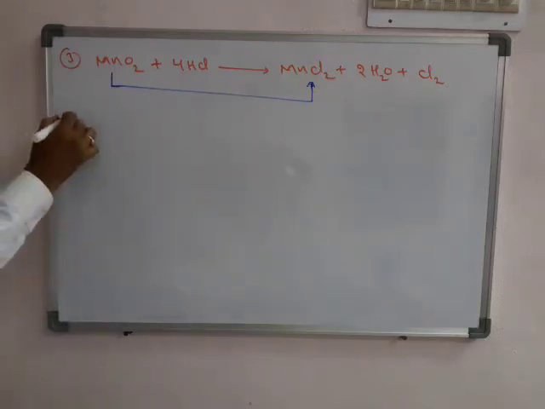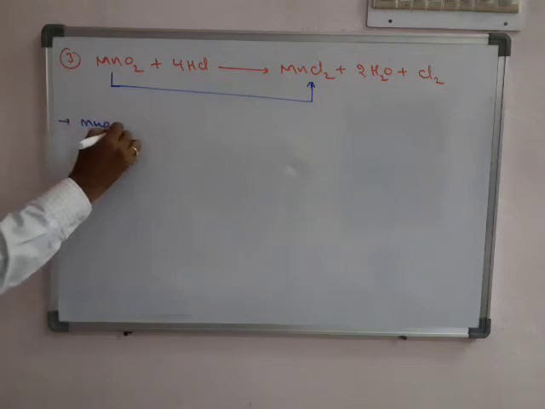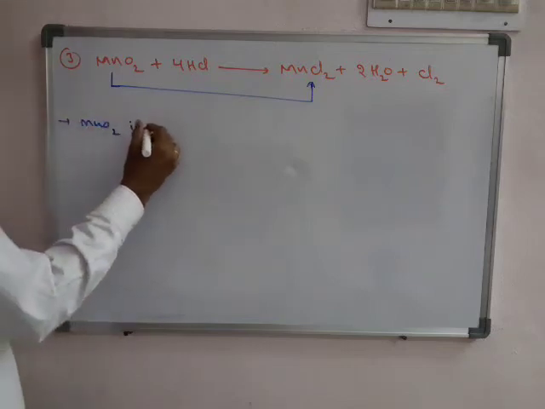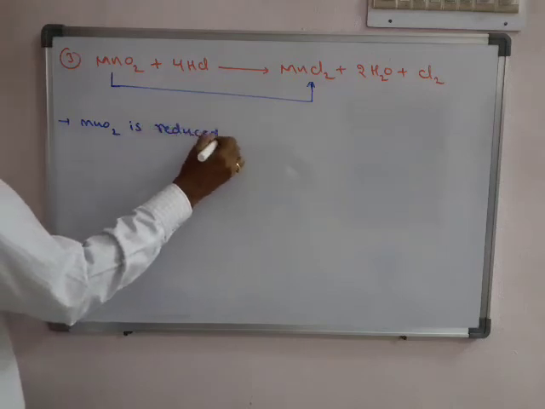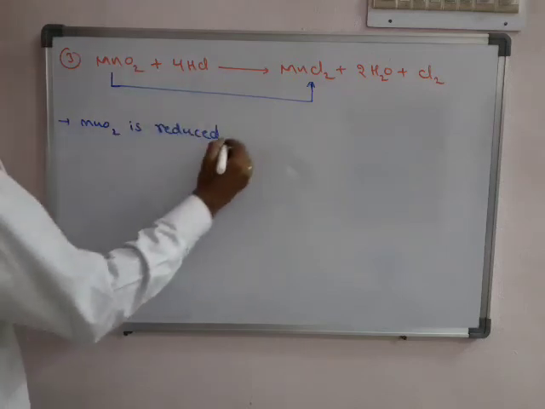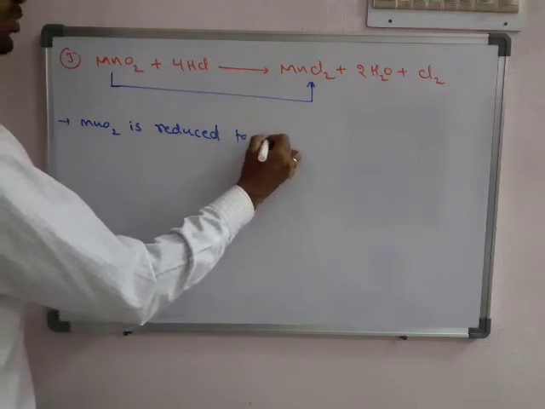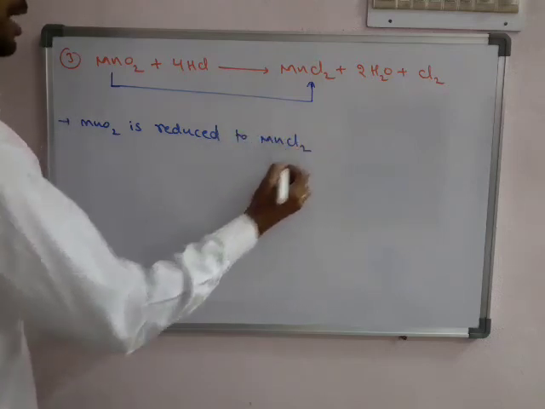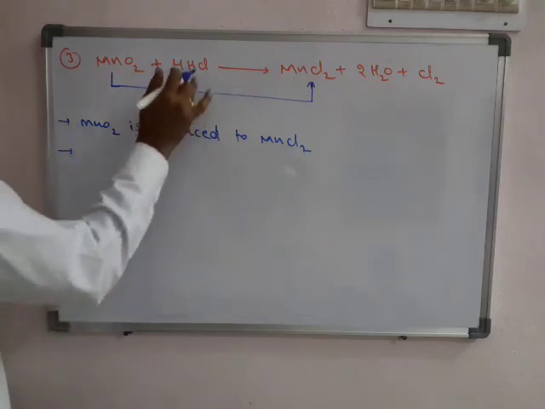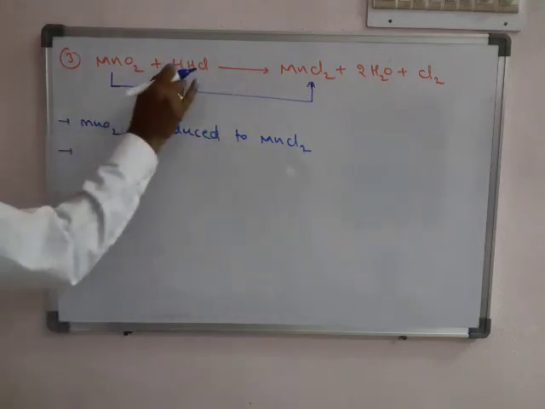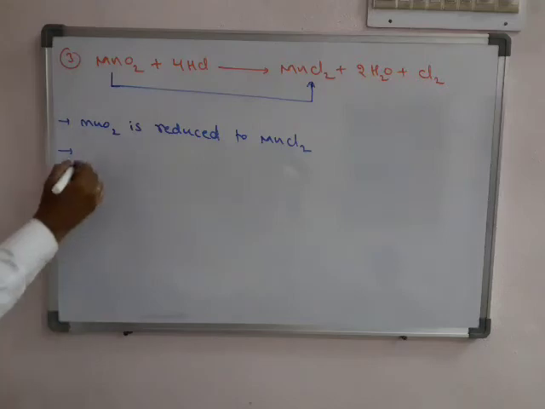So here we can say MnO2 is reduced, losing oxygen, simply you can say reduced. So MnO2 is reduced to which compound? MnCl2. So what is the reductant? It is HCl that is responsible for the reduction, because the hydrogen took those oxygens.